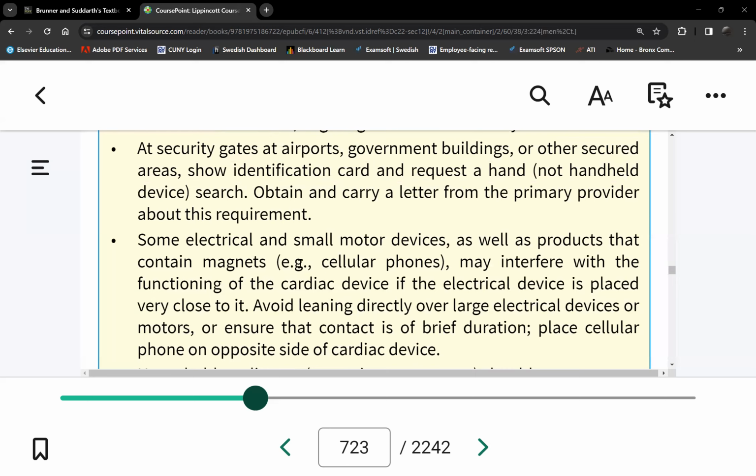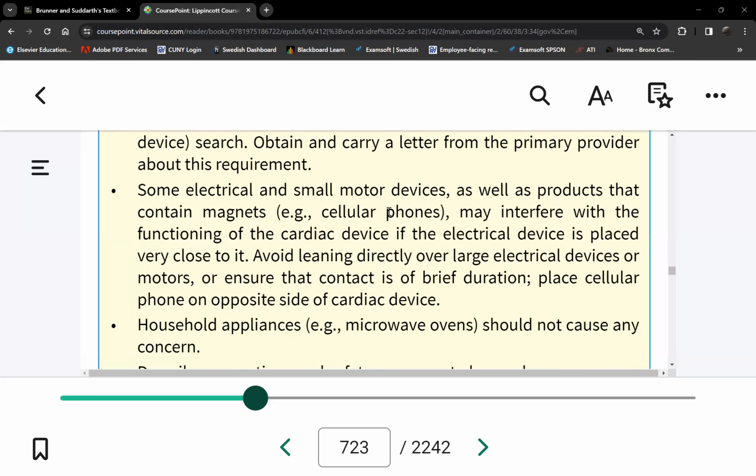Cell phones. Cell phones and other electrical devices emit some electromagnetic fields. That includes all equipment that transmit radio frequency signals. The instruction is not to place it within 6 inches of the ICD or pacemaker.